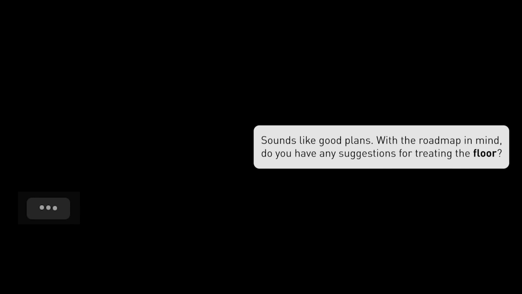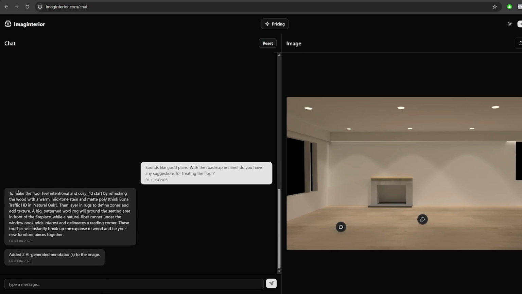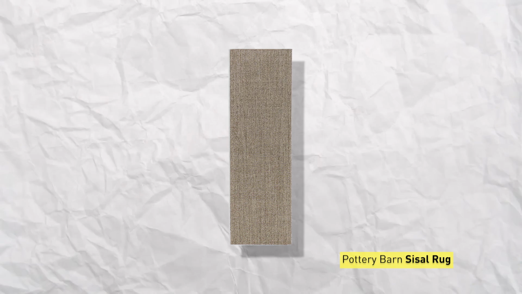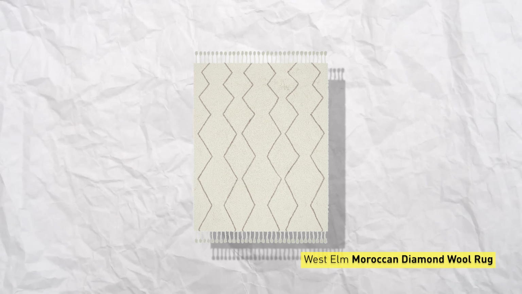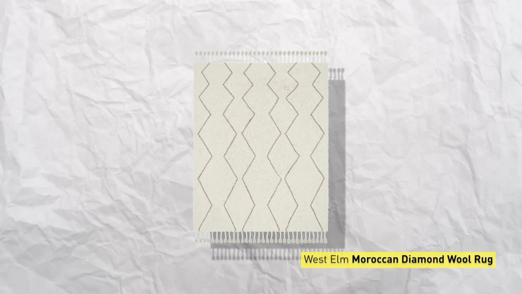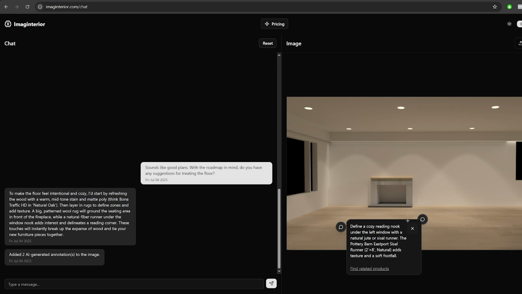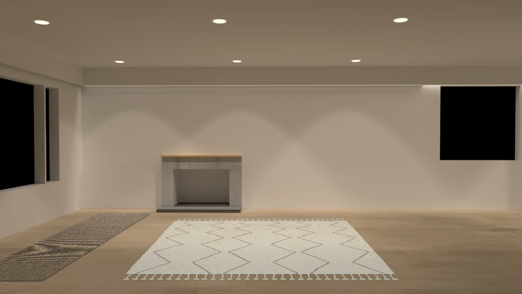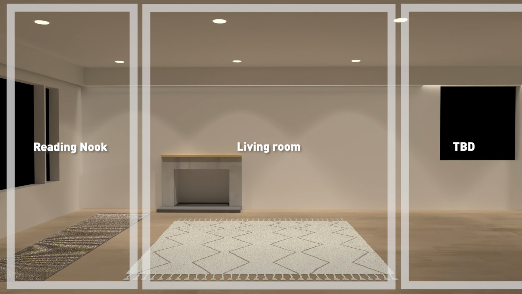I want to start with floor treatment because it affects the overall mood of the space. Our designer suggests we place a runner rug by Pottery Barn near the window and place a Moroccan diamond wool rug by West Elm in front of the fireplace. I like how this effectively breaks up the large space into zones with specific intentions.